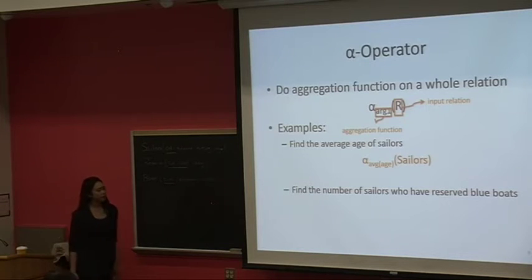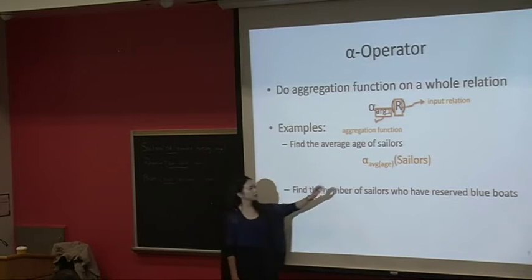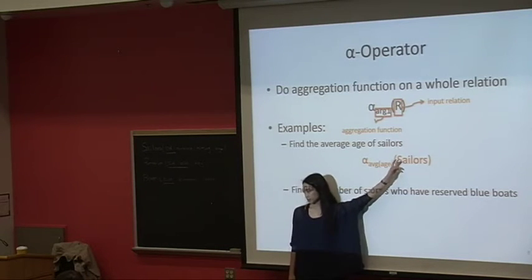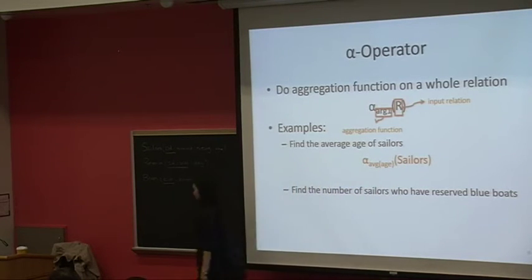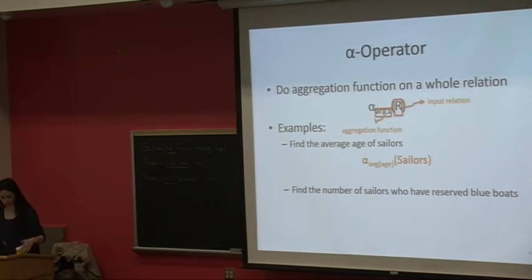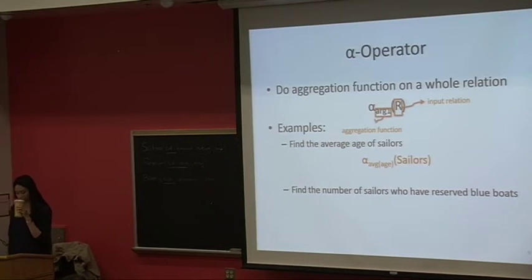So we just simply put alpha, and on the subscript we say we want to take the average of age on the seller relation. Yes, that's how we can do the first example for the alpha operator. Let's think about the second one then. I'll let you try it.